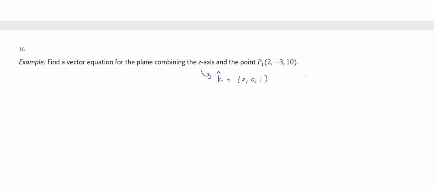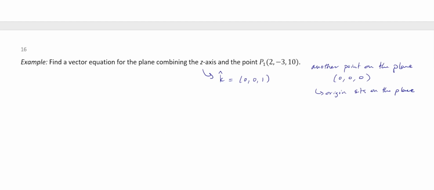Okay, and if I have a point on the plane, I can create another basis vector. If the plane contains the z-axis, then that means the plane also goes through the origin. So the origin sits on the plane. So we'll write that right there: origin sits on the plane since the z-axis is on the plane.